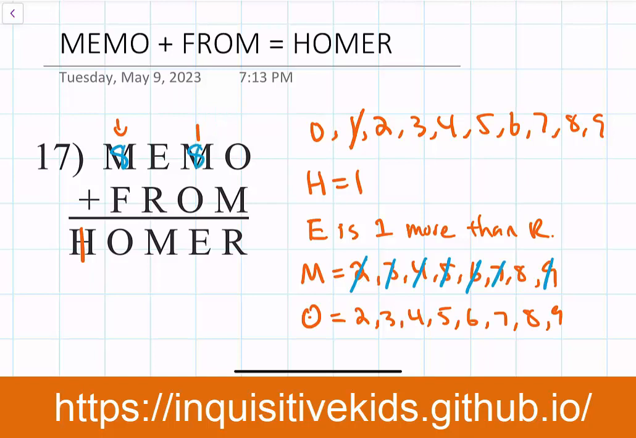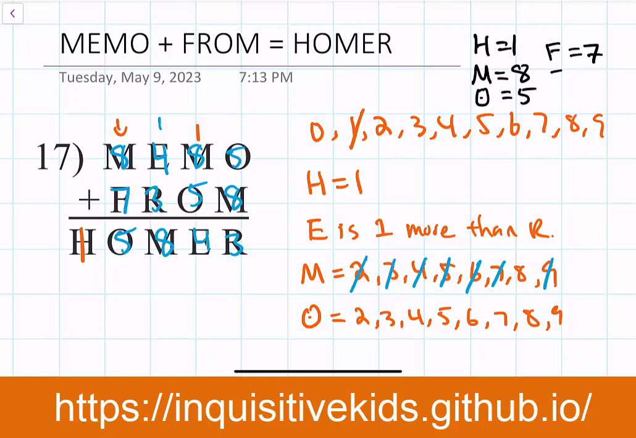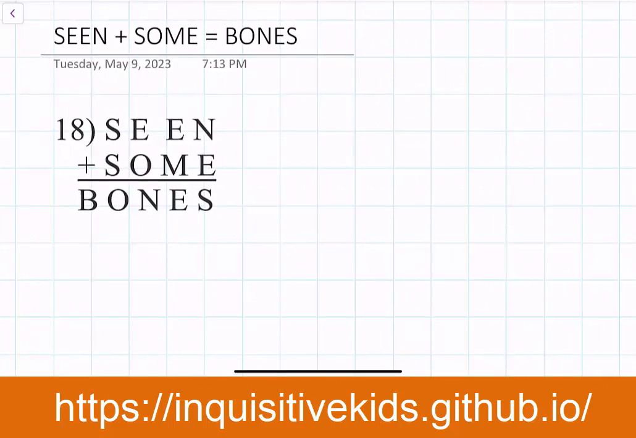What if M equals 8? If M equals 8, remember, F equals 9 wouldn't work out. We could do F equals 7. This would make O 5, and E would be 4. As you can see, this does work out, which means that our solution is H equals 1, M equals 8, O equals 5, F equals 7, E equals 4, and R equals 3. That's our solution. And now we've come back to Cryptarithm number 18, seen some bones.